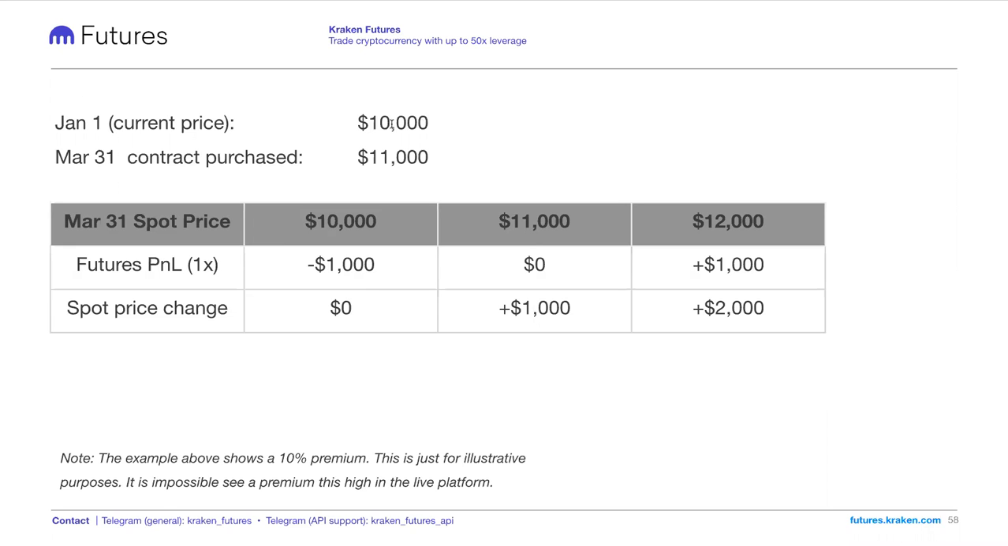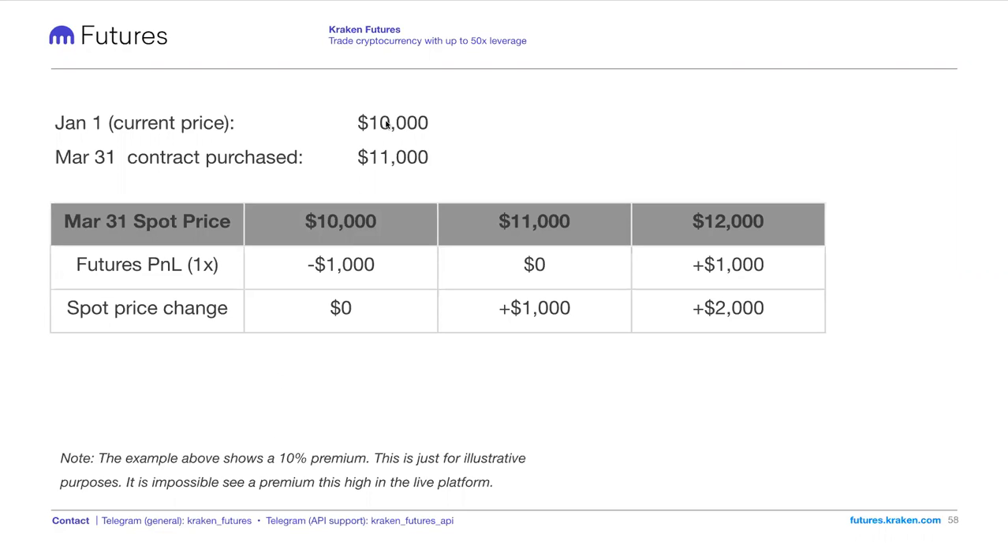We enter, the current price of Bitcoin is $10,000. And we purchase a contract for March 31st expiry at $11,000. So we bought at a 10% premium. It's important to note that this cannot happen in real life. I'm just doing it to use round numbers to show you. It actually can't be more than a 6% premium. So it would be impossible to see these numbers on the live platform, but I wanted to use big round numbers to show people.